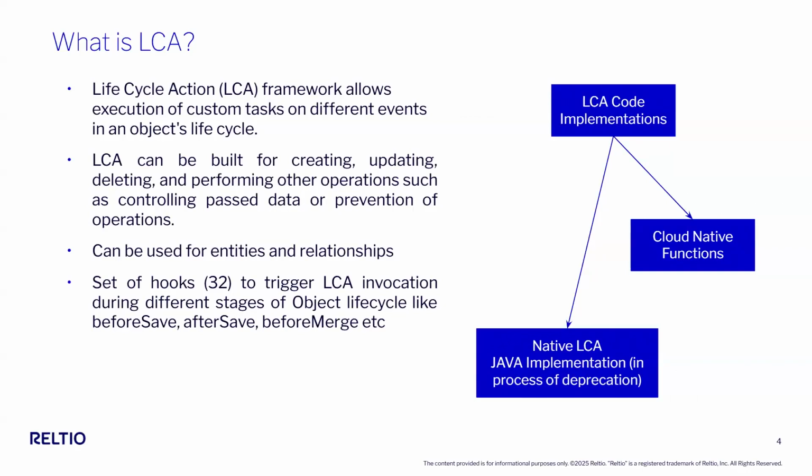So that is why we want to get away from that process. And now what we are suggesting is that we start building our LCAs as cloud native functions. We started with Lambda on AWS cloud, but we now support all three clouds. So you can have your code created as Lambda functions or Google functions or Azure functions, and we can call that code from Reltio and execute it while the code still resides in your own cloud.